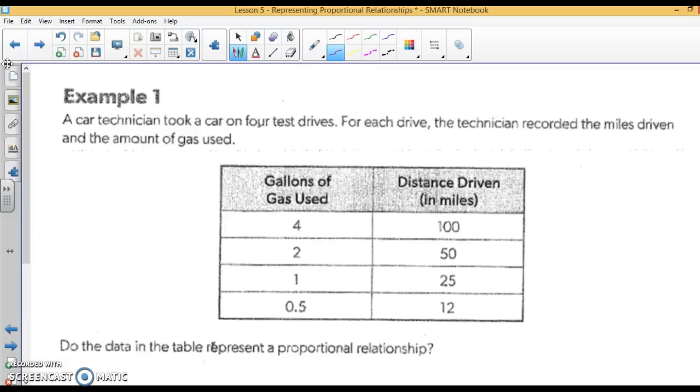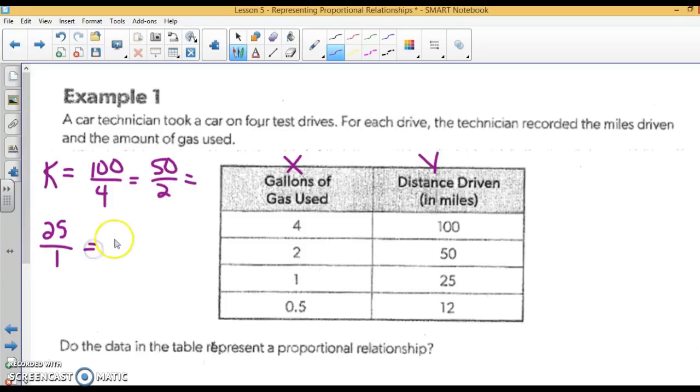All right. A car technician took a car on 4 test drives. For each drive, the technician recorded the miles driven and the amount of gas used. Does the data in the table represent a proportional relationship? Well, in a table, x is always going to be listed first. So we need to say, is k the same for every ordered pair here? 100 over 4. Is that the same as 50 over 2? Is that the same as 25 over 1? Is that the same as 12 over 0.5?